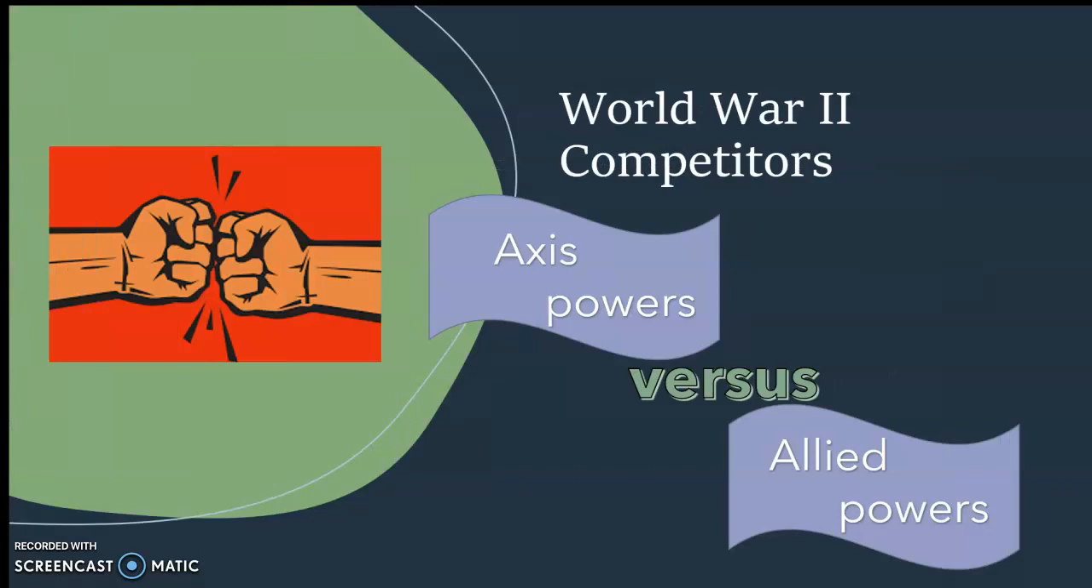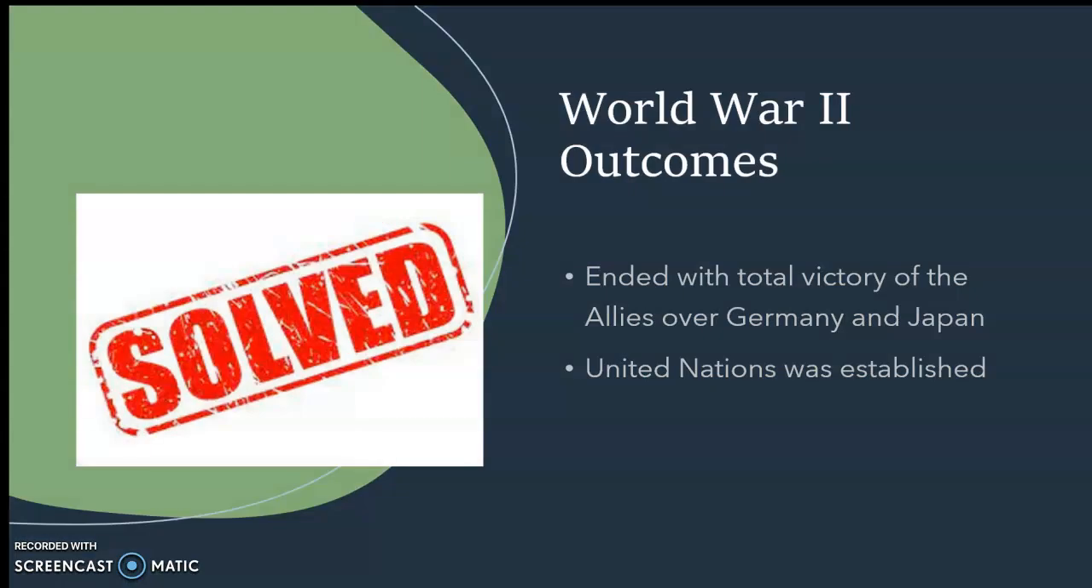The competitors consisted of the Axis powers, which were Germany, Italy, and Japan, versus the Allied powers, once again composed of France, Britain, the United States, the Soviet Union, and China. The war ended in total victory of the Allied powers over Germany and Japan. The United Nations was formed to prevent further conflicts.